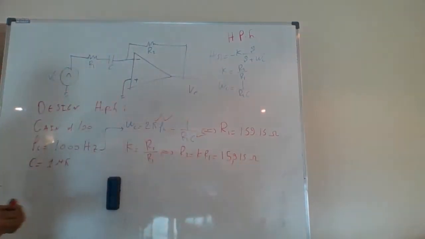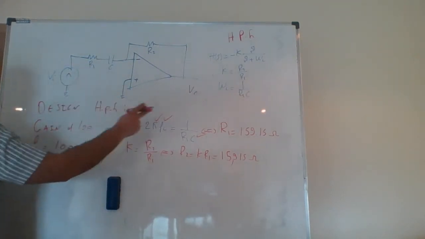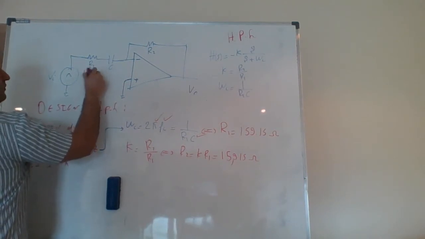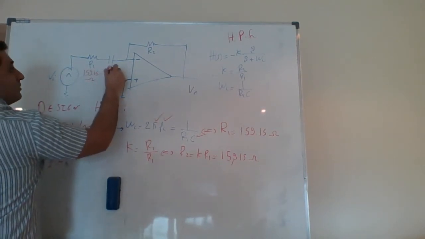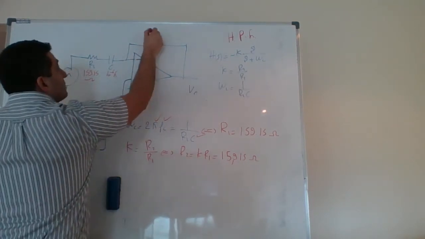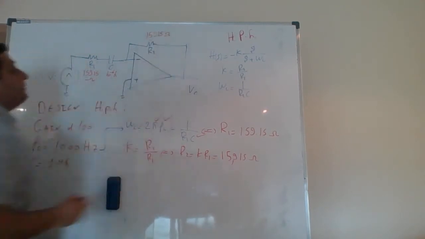So I have 15,915, so for the system, R1 is found to be 159.15 ohm, with this 10 to the minus 6 farad, and R2 will be equal to 15,915 ohm.